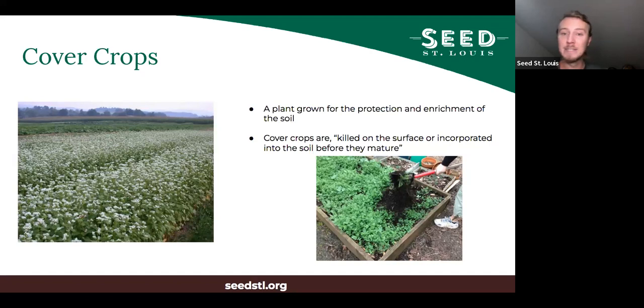So a cover crop is a plant that is grown for the protection and or enrichment of the soil. This is not something that you are growing to eat or to harvest. It is something that you are growing for the benefit of the soil. Cover crops are, quote, killed on the surface or incorporated into the soil before they mature. That's another distinguishing factor. If you let the plant mature all the way, it's not usually a cover crop. That's then just a crop.